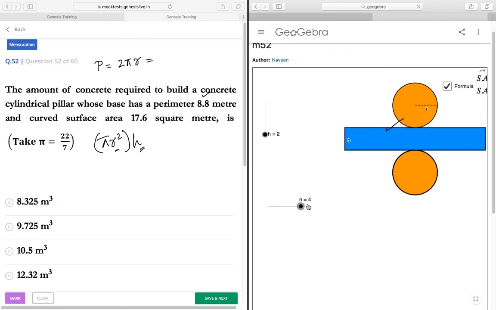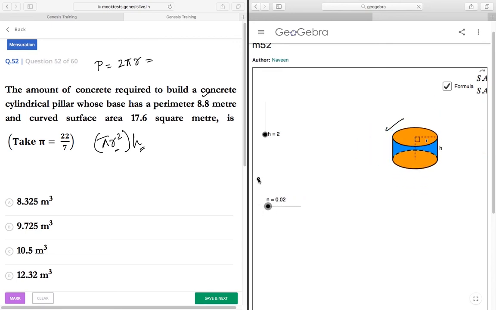You can just see the overall shape when you actually open this. Anyways, now P is equal to 2 pi r, right? So this will be equal to how much? 8.8, or pi r, or I can directly write r is equal to 4.4 into 7 by 22. Hope this is clear. So this is going to be 2.2 times 0.2 times, and this is 1.4. We have got the radius, which is 1.4, and then the height.